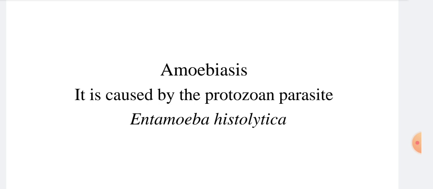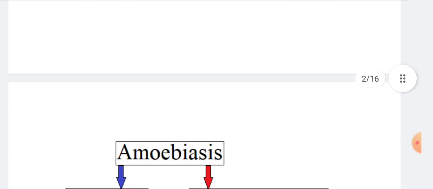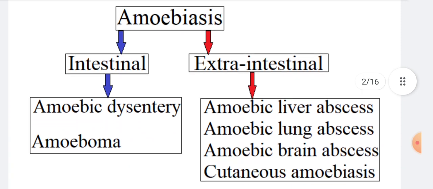It is about amoebiasis. It is caused by the protozoan parasite Entamoeba histolytica. Clinically, amoebiasis is classified into two types, intestinal and extraintestinal. Intestinal amoebiasis includes amoebic dysentery and amoeboma. In extraintestinal amoebiasis, we are going to find amoebic liver abscess, amoebic lung abscess, amoebic brain abscess, and cutaneous amoebiasis.